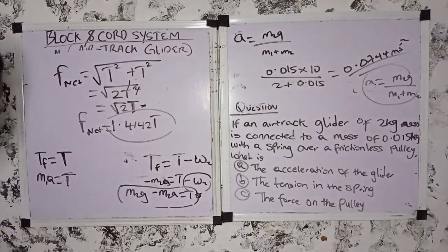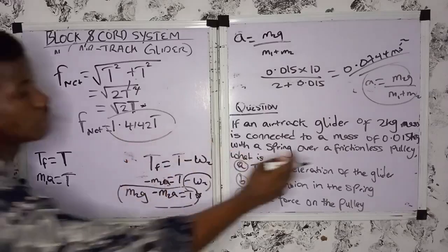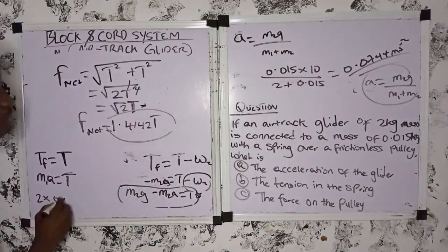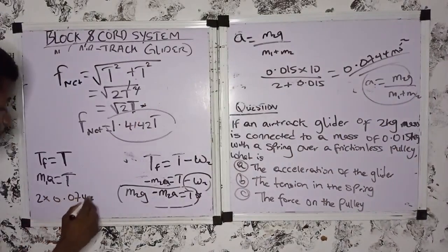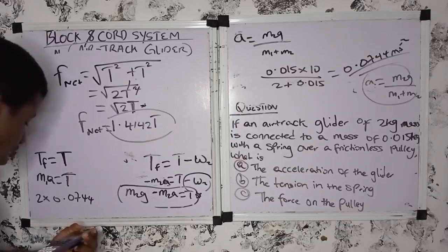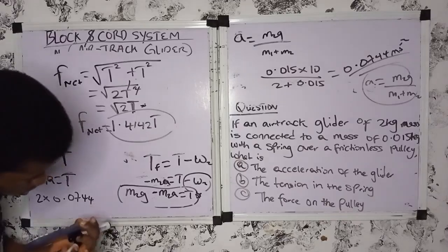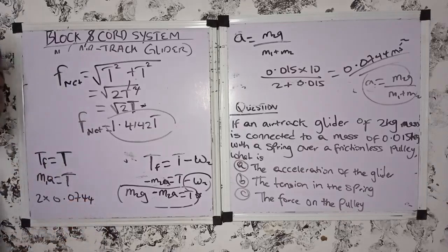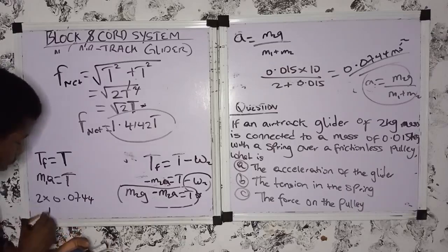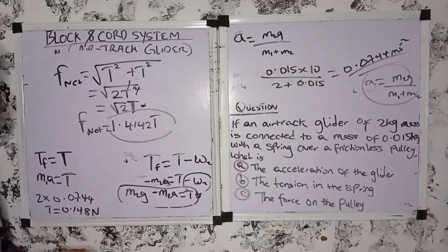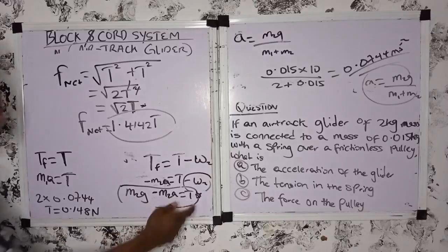Our M1 is 2, right? So 2 times the acceleration, which is 0.0744. Let's multiply it. When we multiply everything, our tension is equal to 0.148 Newton.